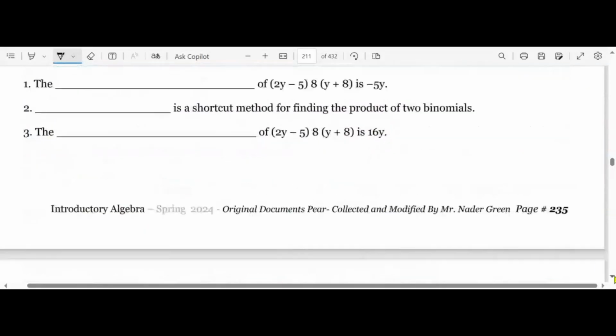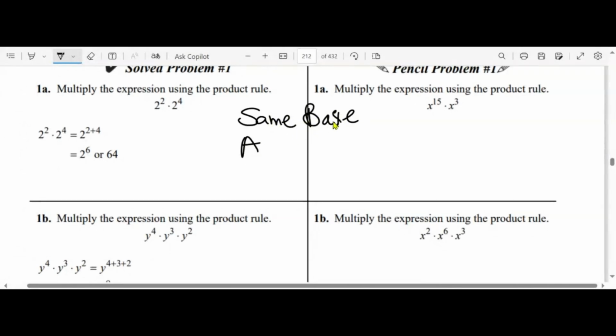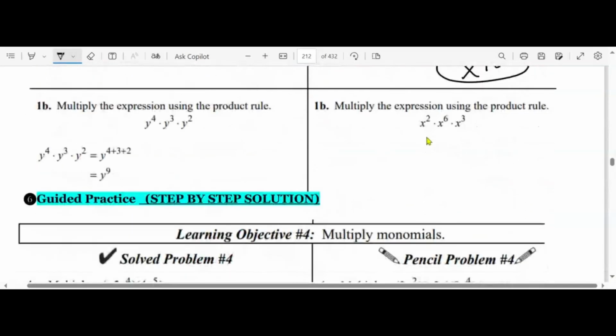So let's go step by step and see how to solve it. It said multiply. So if you have the same base, add the exponents. So I have 15 plus 3, how much? X to the power of 18. Yeah. Next one. Same base, add the exponents. 2 plus 6, x to the power of 11. 8 plus 3. Easy as easy.